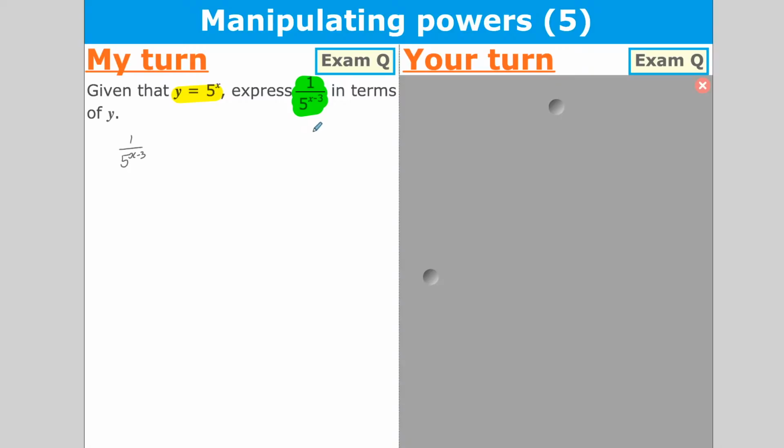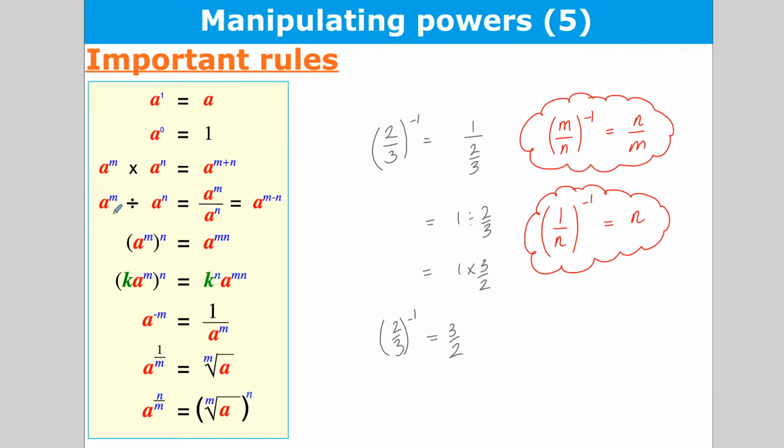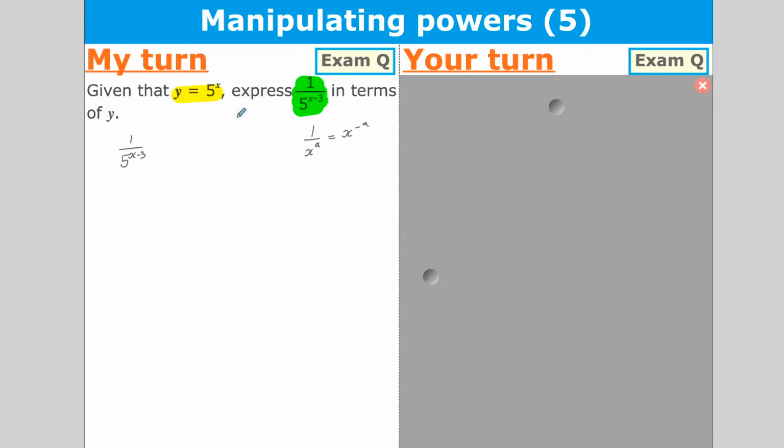Now, hopefully you know something like this. 1 over x to the power of a, you can write that as x to the negative a, right? That's just a rule, one of our early rules over here. One of these rules, where's the negative ones? One of these rules here, this rule here, okay? So we can do that. So therefore, here, I've got 1 over 5 to the power of x take away 3. I can just write that as 5 to the power of negative x take away 3.